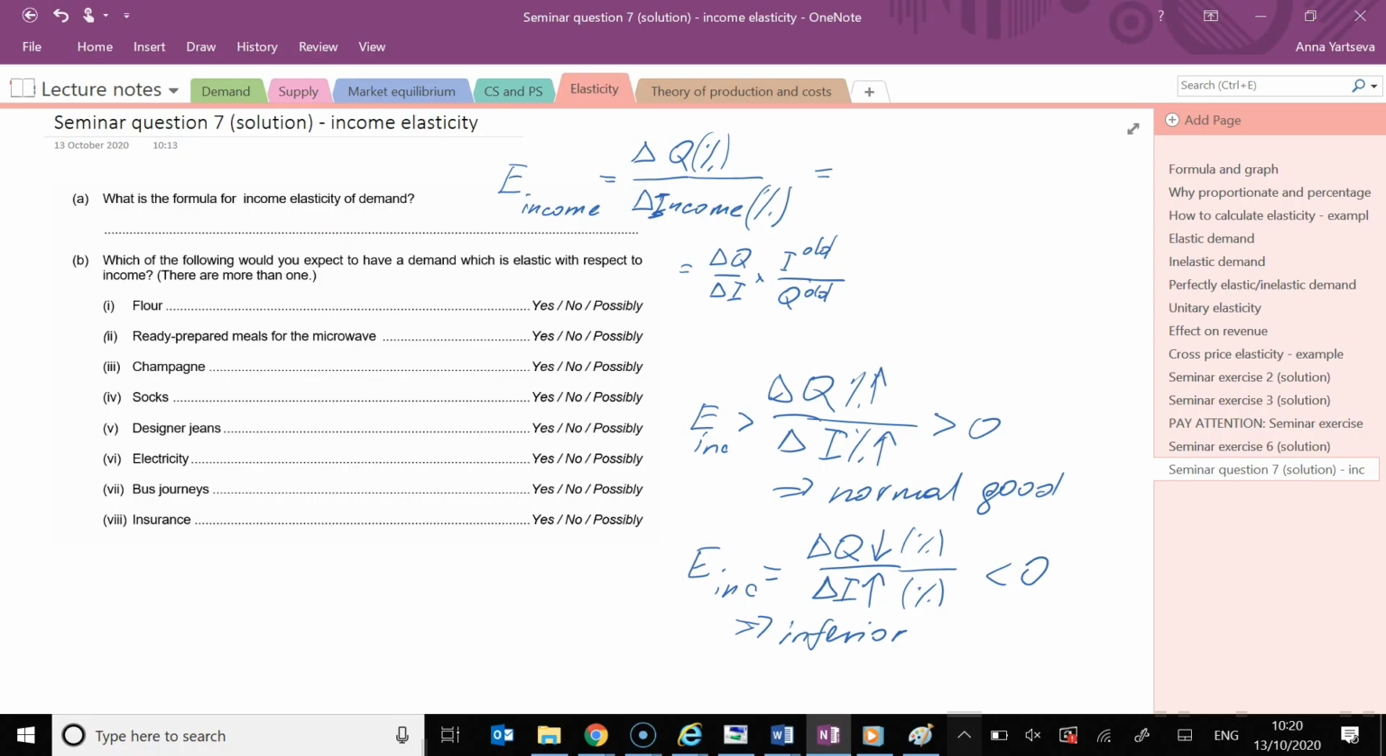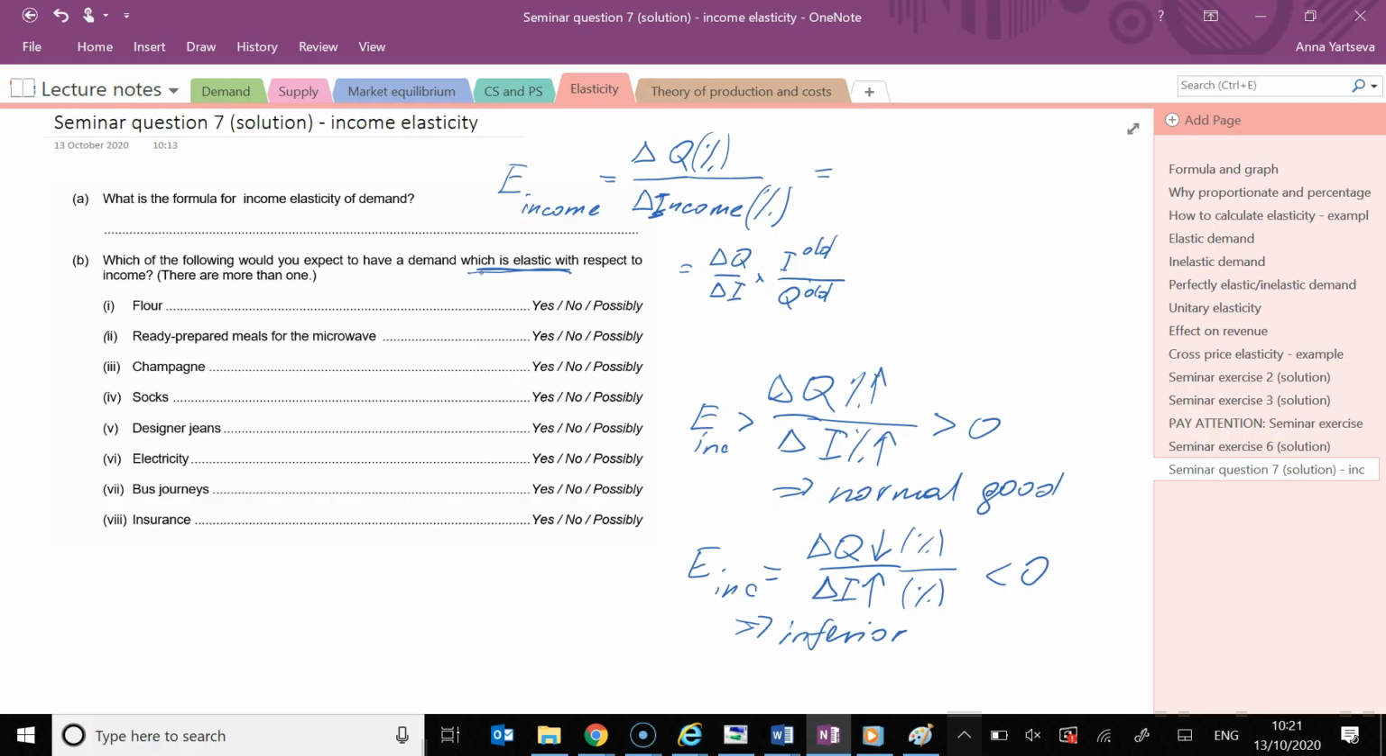Which would you expect to have a demand which is elastic with respect to income? Flour, is it likely to have a very elastic, very sensitive demand with respect to income? No, correct. Why is it inelastic? I can't hear you. Say louder, please. Flour, it's an inferior good. Do you agree? Pay attention.